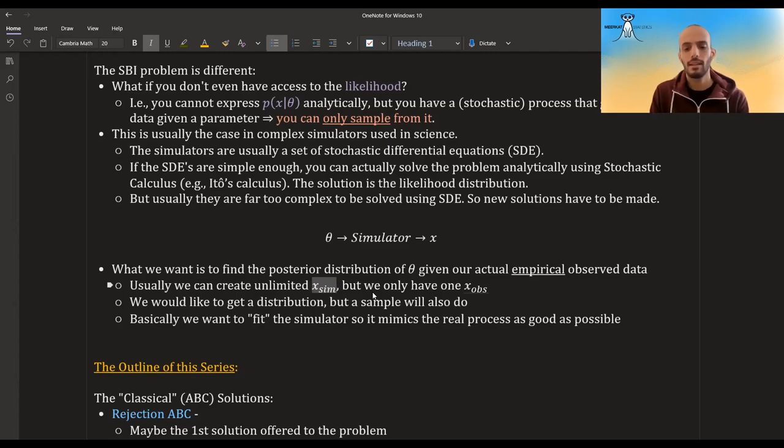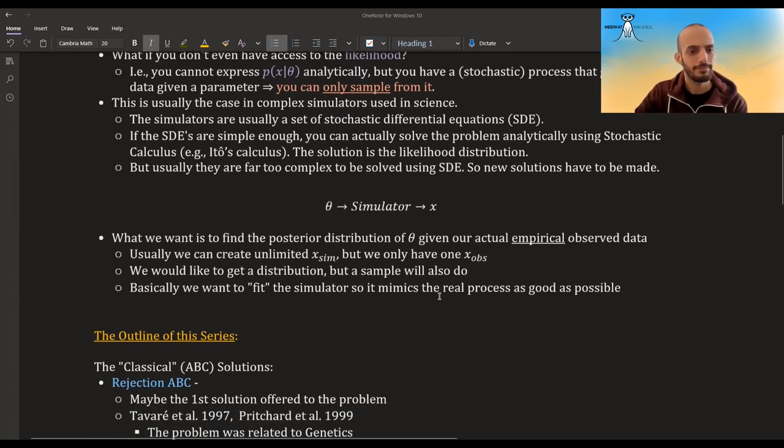And for the simulator, we can have unlimited access. So we can always plug in a parameter and simulate some X. But we want to find the parameters that best fit what we actually observed, the X that we actually observed in nature. And usually we would want to get a distribution, but a sample from the posterior will also do.